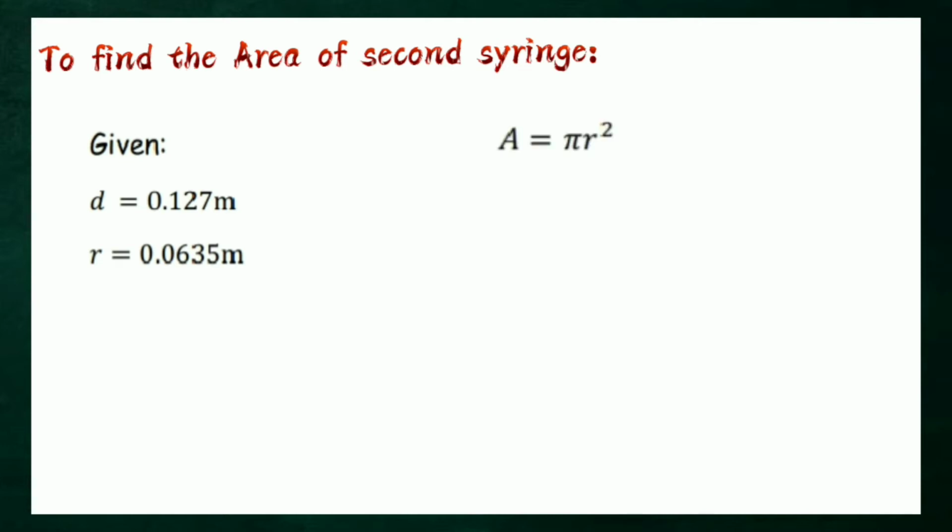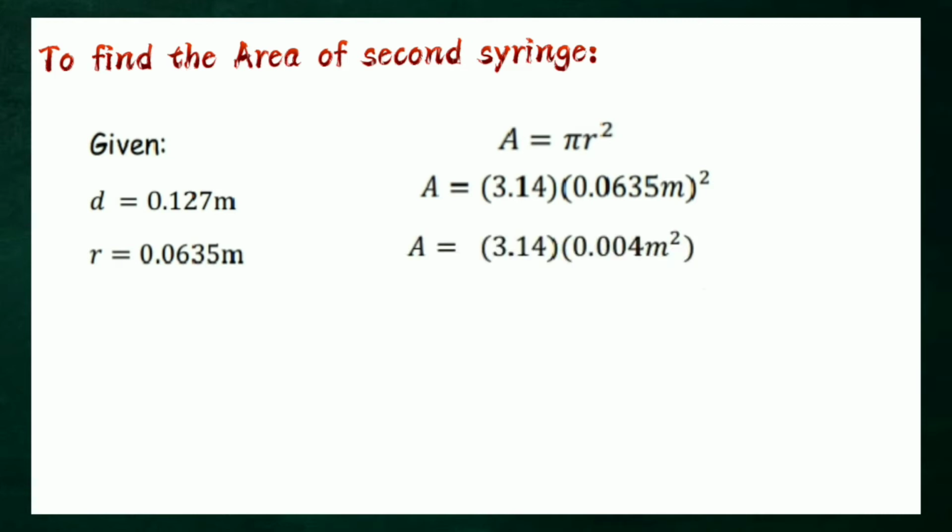Area is equal to pi r squared. Substitute the value of the radius of the second syringe and pi. Area is equal to 3.14 times 0.0635 meter squared. So square the value of the radius. It will now be area is equal to 3.14 times 0.004 square meter. Multiply the value of pi and the radius, and the area is equal to 0.01256 or 0.13 square meter.